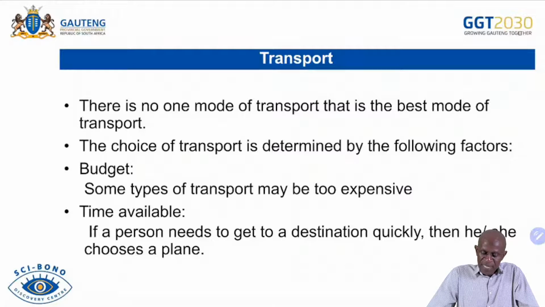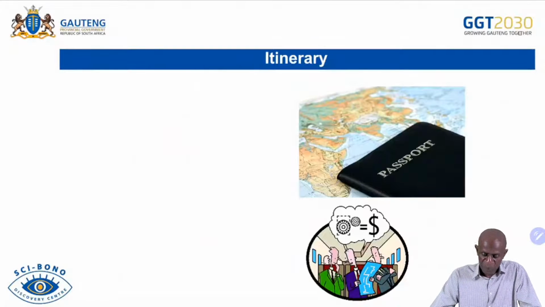The next aspect that determines the choice of transport is the time available. If a person needs to get to a destination quickly, then that person will choose a plane. It is fast and can take you to your destination as fast as possible. The next concept is the concept of itinerary.